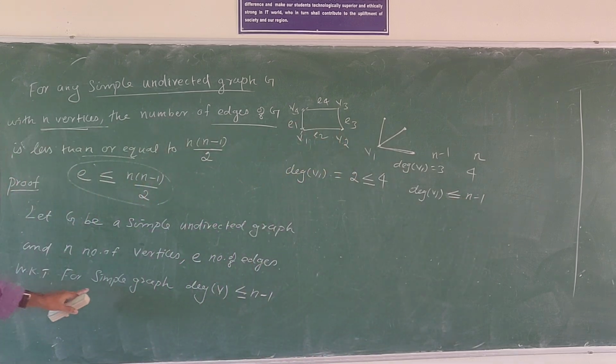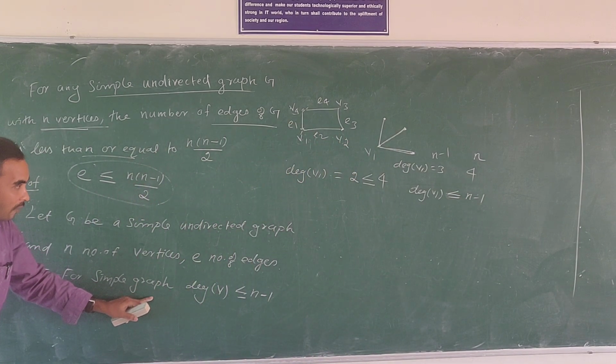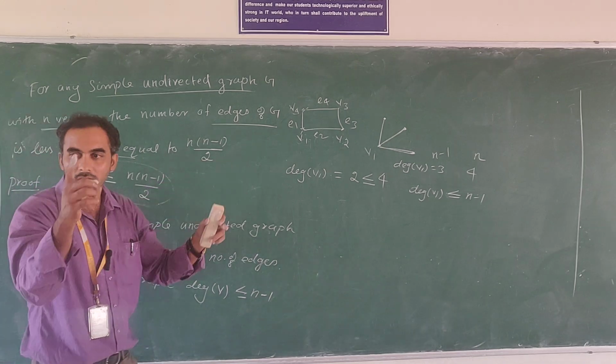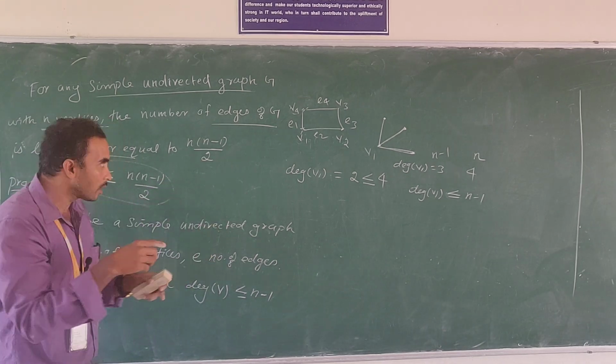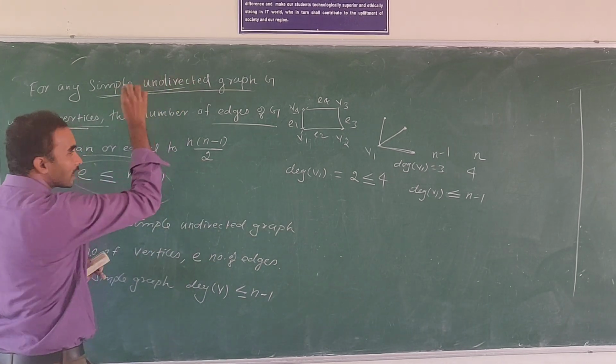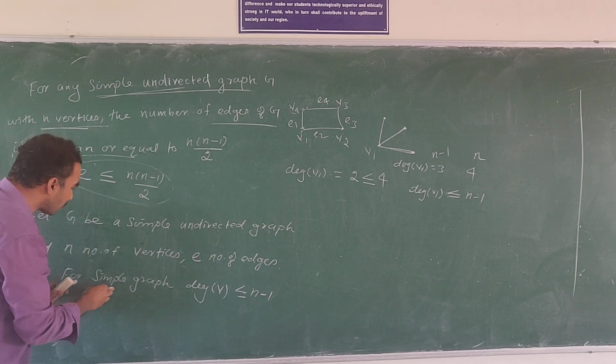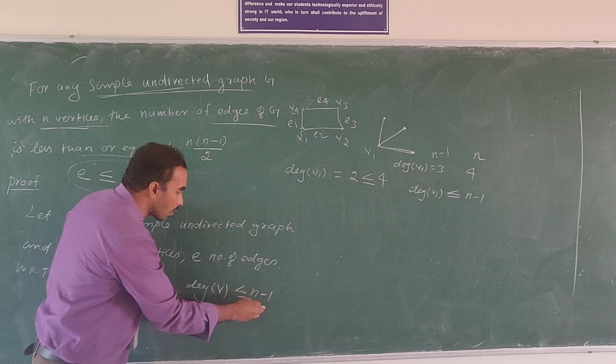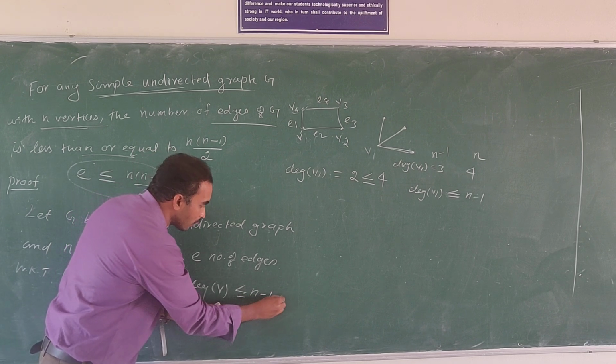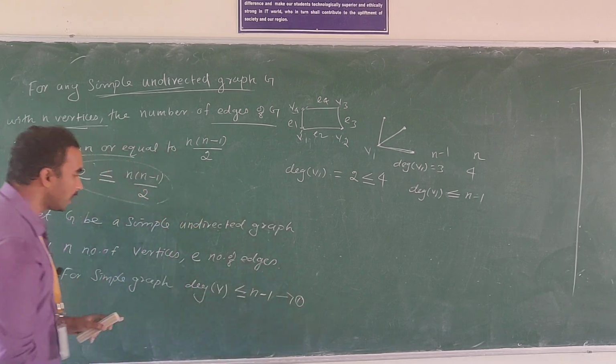Here it says for a simple graph, there is no loop. Loops should not be involved. Here they have given a simple undirected graph. It's applicable only for a simple graph. For a simple graph, degree of V is less than or equal to n minus 1. Take it as 1.